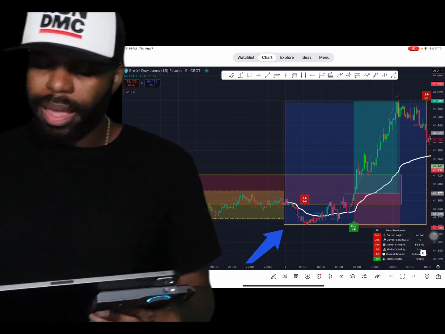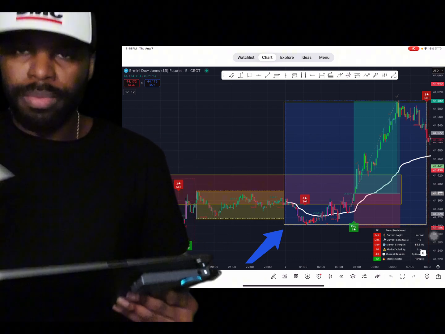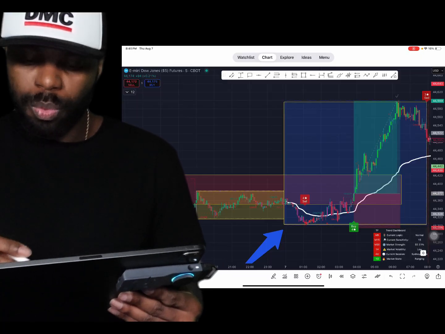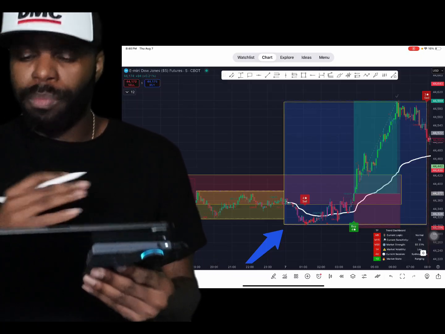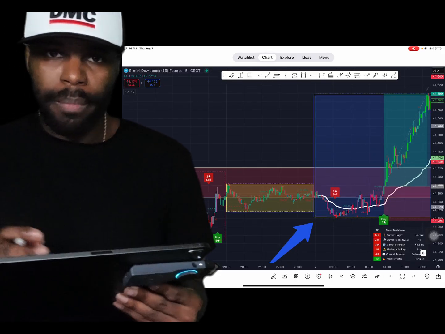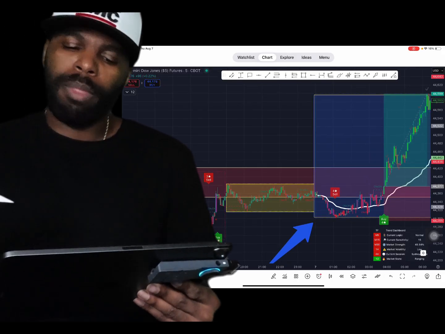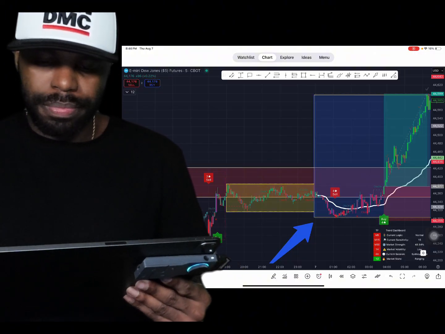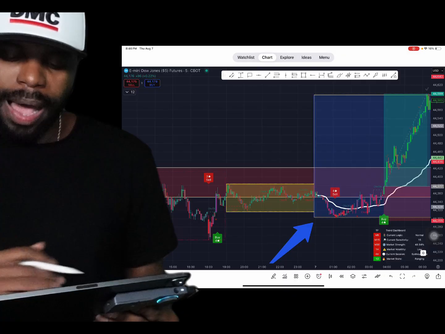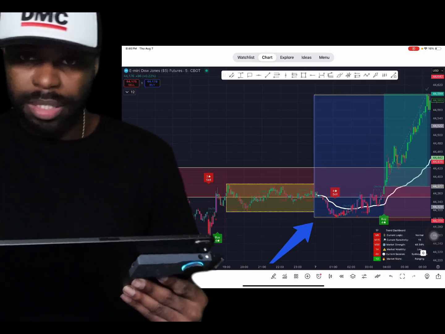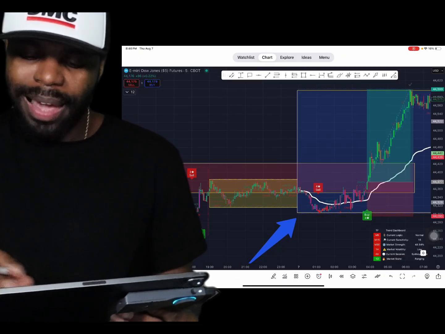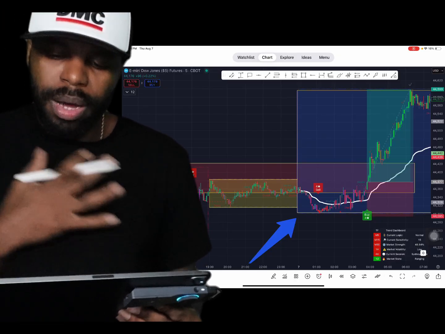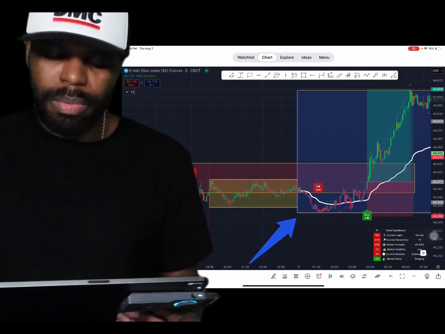Okay, just like that. Because I'm also going to say this: whenever price is above this anchor VWAP, this white line right here that you're seeing, that means buyers are in control, and whenever price is below that VWAP, that means sellers are in control. So I know that buyers are in control because price is above this VWAP, and I got a buy signal from Shark Algo. That's giving me more confirmation.